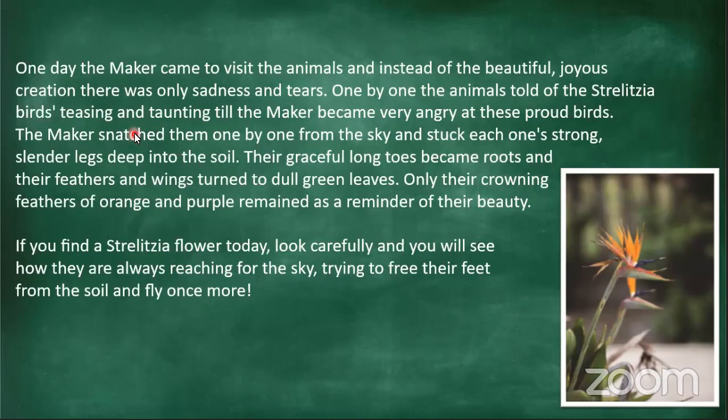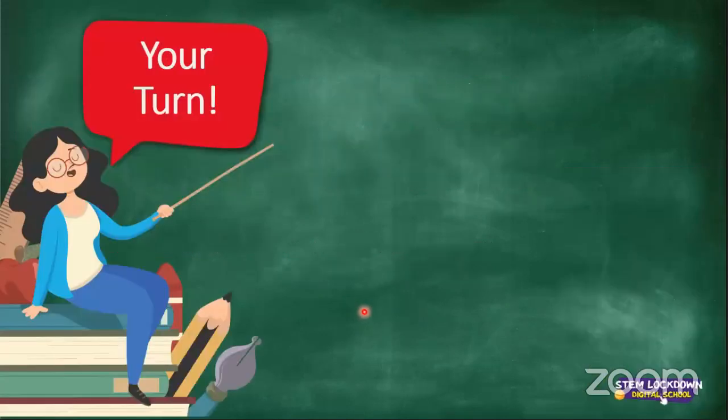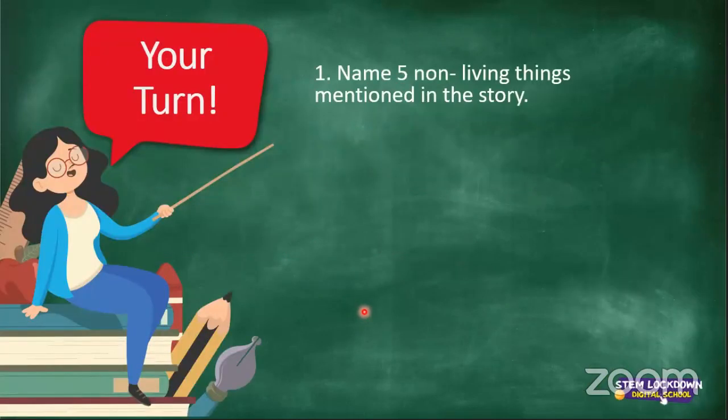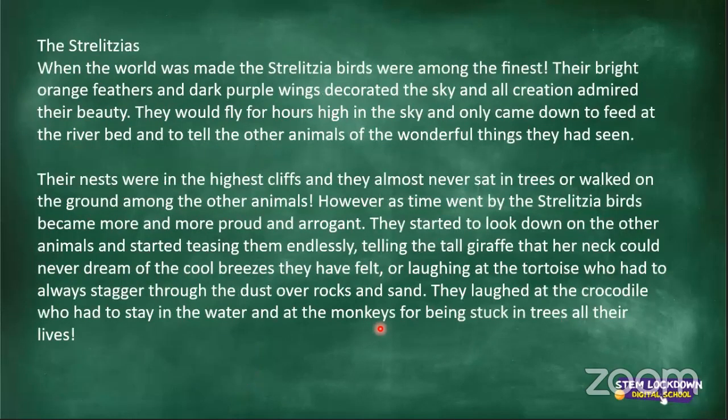Let's quickly ask some questions about this. It's your turn. Quickly name 5 non-living things mentioned in the story. I'm quickly going to go back for you. You can scan the story. See if you can find 5 things that are non-living.